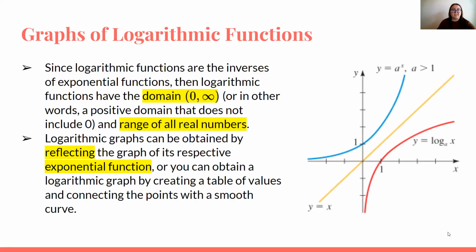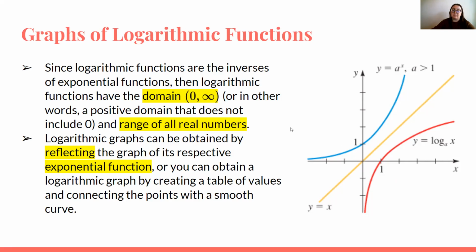All right, so moving on to logarithmic functions, we say that since logarithmic functions are the inverses of exponential functions, logarithmic functions will have the domain 0 to infinity. Or in other words, it's a positive domain that does not include 0. And its range is all real numbers. So we see its domain and range are flipped when it comes to logarithmic functions versus exponential functions. If we look at the picture here, our exponential function is in blue and our logarithmic function is in red. And this is the line y is equal to x.